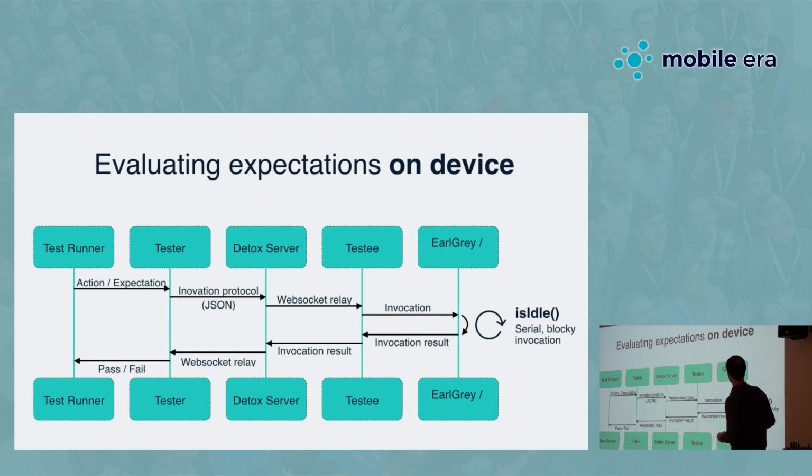And then the test framework translates it from JSON into either Earl Grey or Espresso, which are two frameworks for doing native testing on iOS and Android. And then, like I said, once the application is idle, this Earl Grey or Espresso expression is executed, and the result is then passed back to your test.